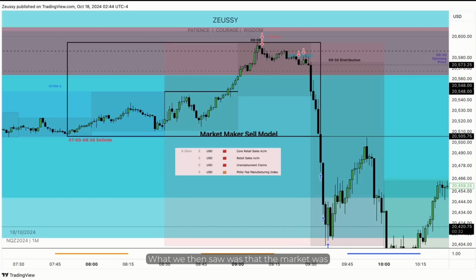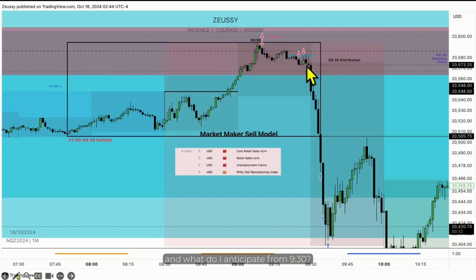What we then saw was that the market was going sideways for a bit and we created this CB right here. This was a CB to short off if you weren't short yet, where I went short the moment CSD took place. And what I want you to see is that we reject the mean threshold of that bearish breaker perfectly. Now, 9:30 comes along.